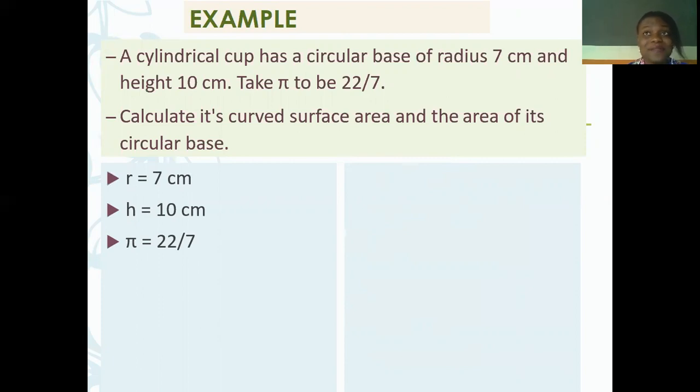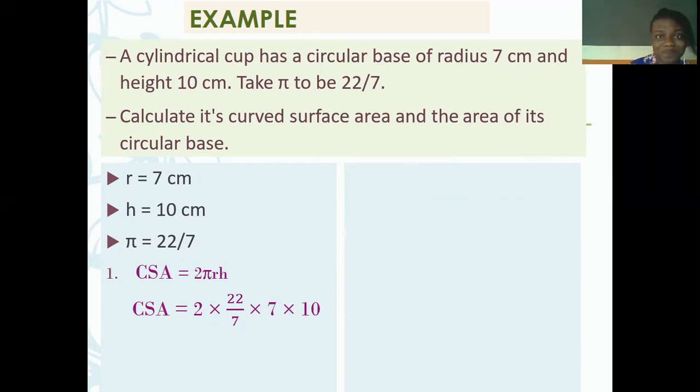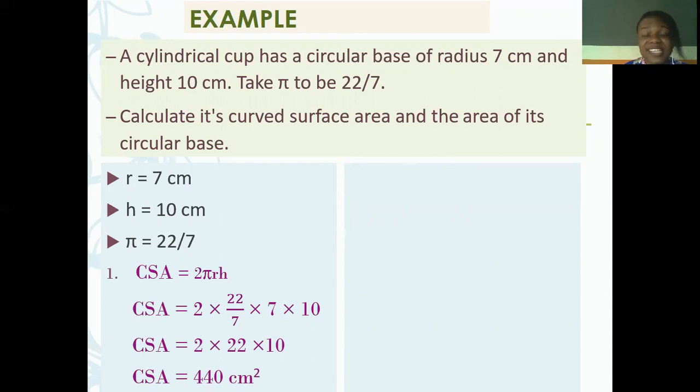Because I have some of my kids asking me sometimes, what is pi? When they're given a question, pi might not be indicated, but you need to know that it's 22 over 7. So the curved surface area now is going to be 2 pi r h. We already derived that formula. So all we need to do here is substitute our values into that formula. So 2 pi r h becomes 2 times 22 over 7 times 7 times 10. It's an easy one. So 7 cancels 7 out, and then we have 2 times 22 times 10. And then our answer becomes 440 centimeters square, or 440 square centimeters. So that is our value for the curved surface area.